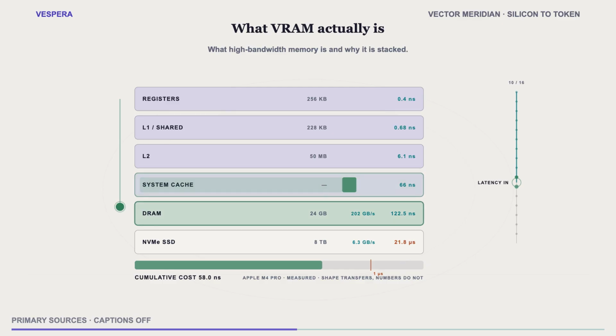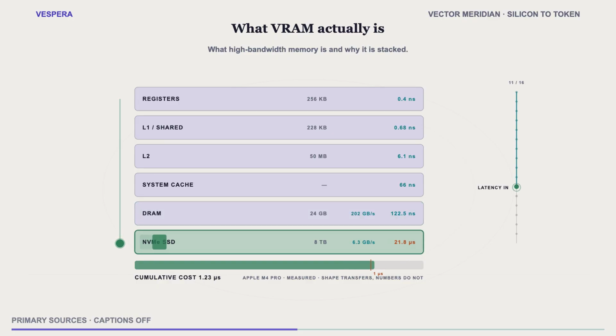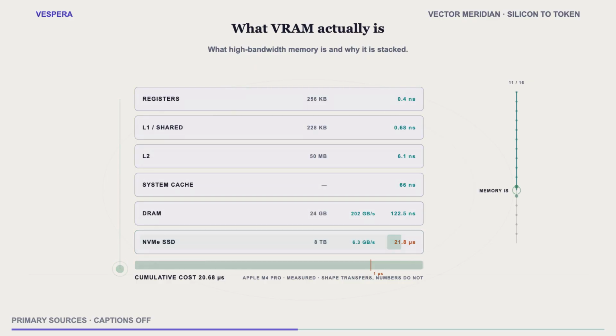And then HBM, 80 gigabytes. 80 gigabytes is a serious amount of memory. It holds a 40 billion parameter model in half precision with room to work. It holds a very large batch of activations. It holds essentially any dataset you would want resident.